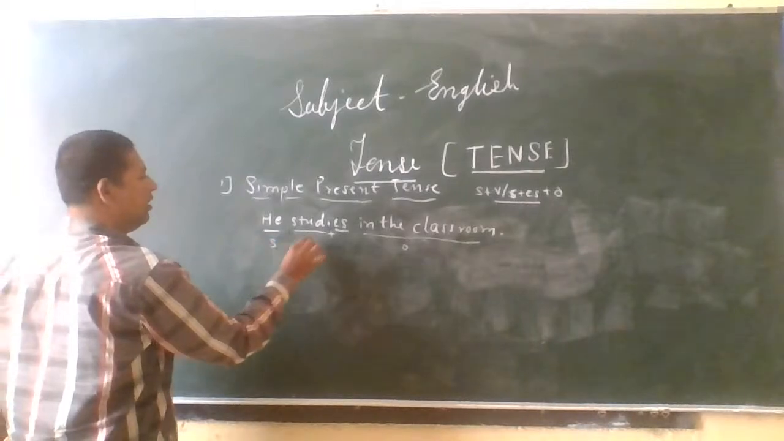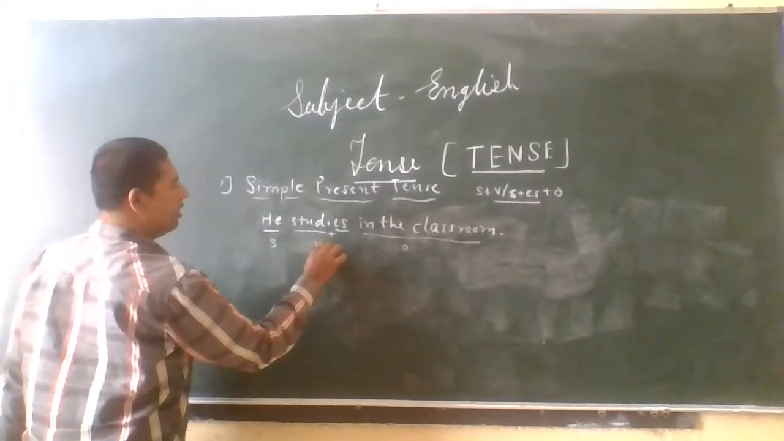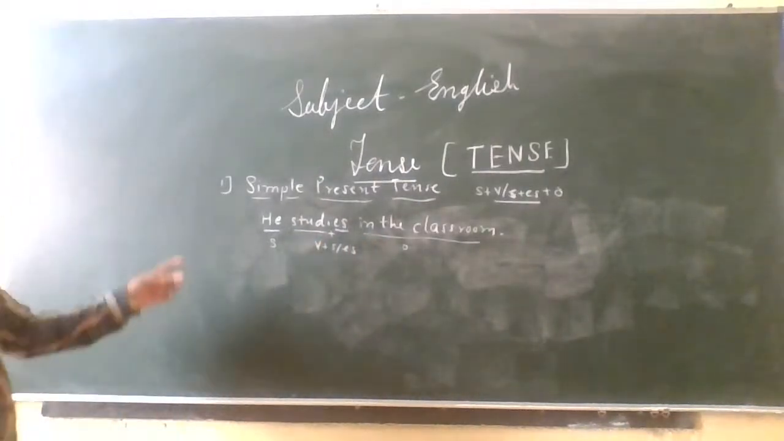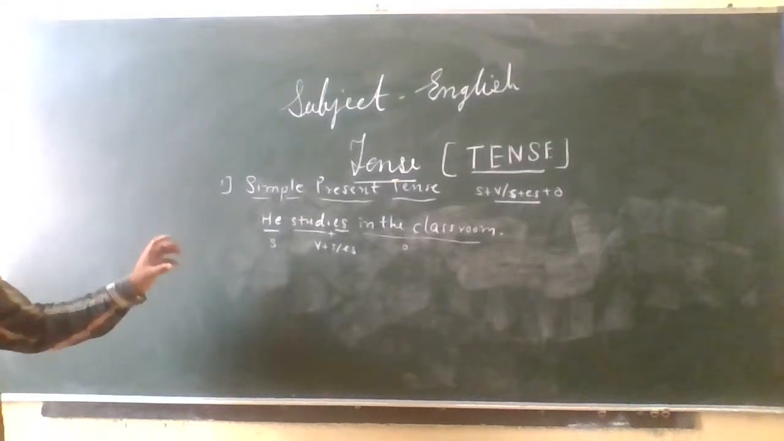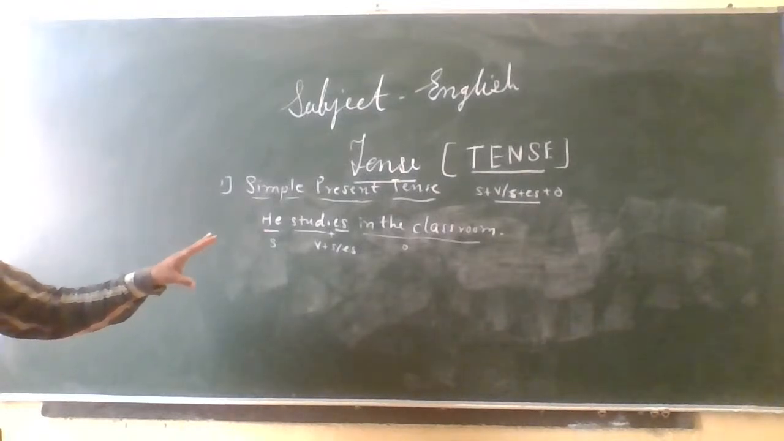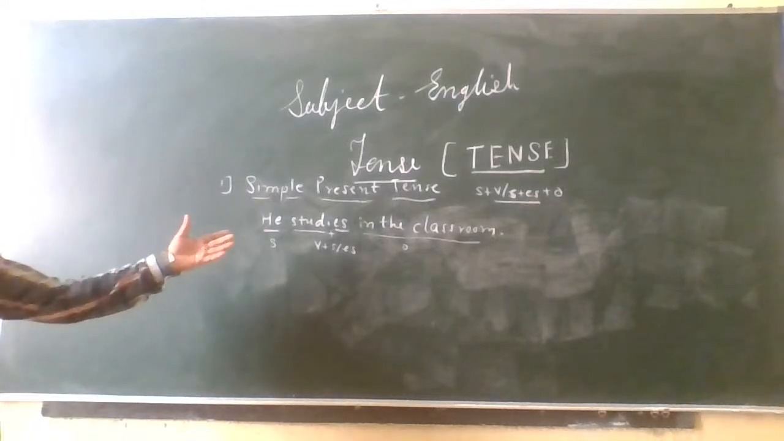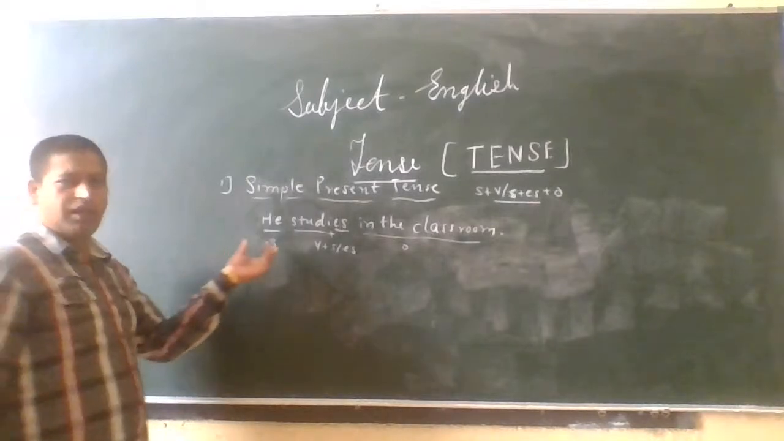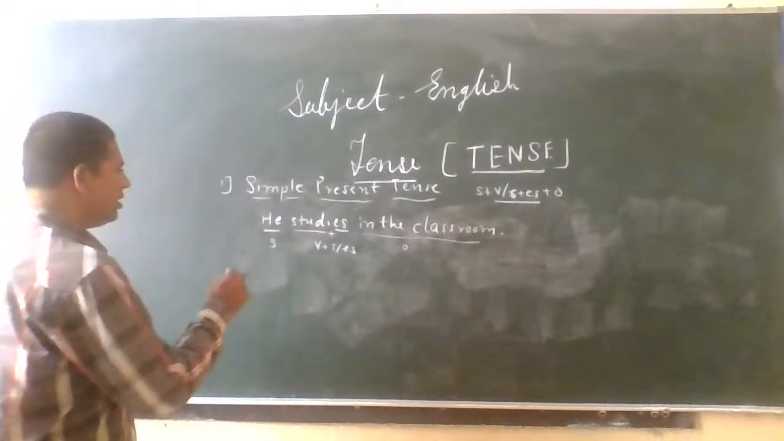So here subject plus verb with the addition of s or es, plus object. So, he studies in the classroom. If you understood, subject plus verb plus s or es plus object equals the sentence. We have followed the same pattern, taking the help of the sentence: he studies in the classroom.